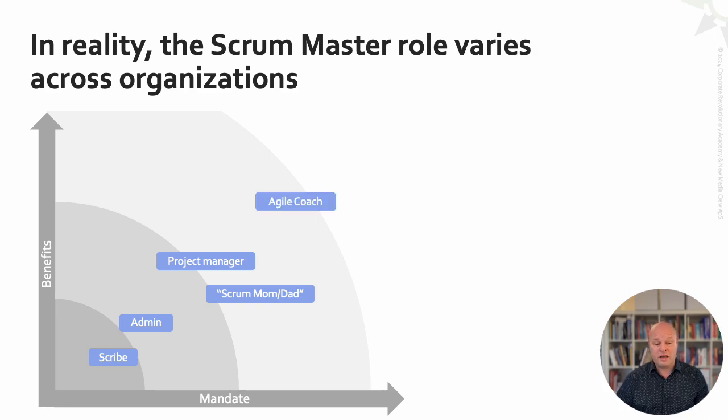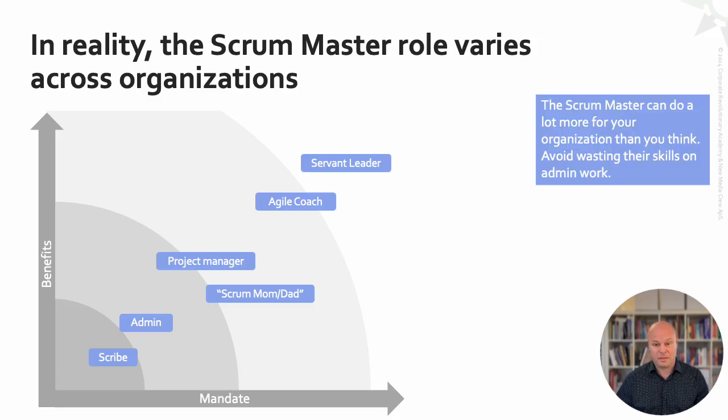We need to have even more mandate installed in the Scrum Master, who is now also the agile coach for the entire organization and a servant leader for the entire organization, and particularly for the Scrum team. The Scrum Master can do a lot more work for your organization than you think. It's not just a matter of changing the oil on the machine.